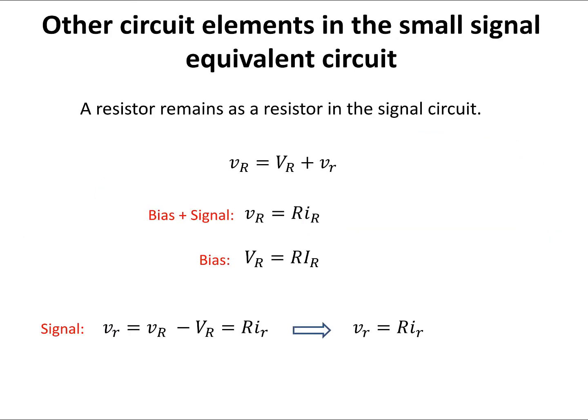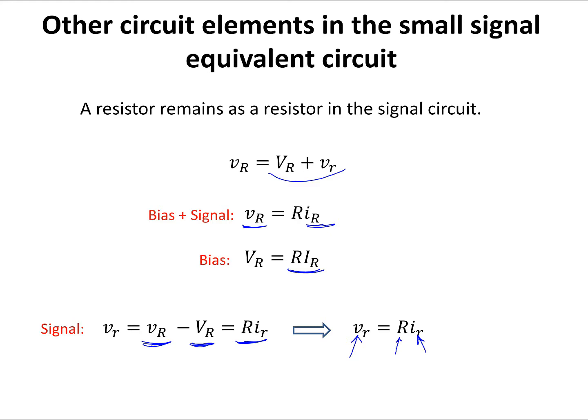A resistor is going to remain as a resistor in the signal circuit because I can write the voltage across the resistor as summation of the bias term plus the signal term, and I know that the total voltage across the resistor equals the resistance multiplied by the total current that flows through that resistor. From this total VR, this quantity R times I sub R is the bias component of the total voltage. So the signal part can be calculated as the total voltage minus the bias voltage. That's going to give me this expression. So the signal component of the voltage across the resistor is equal to the resistance of that resistor multiplied by the signal component of the current that flows through that resistor.